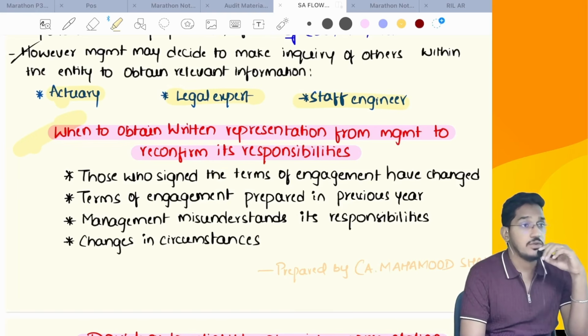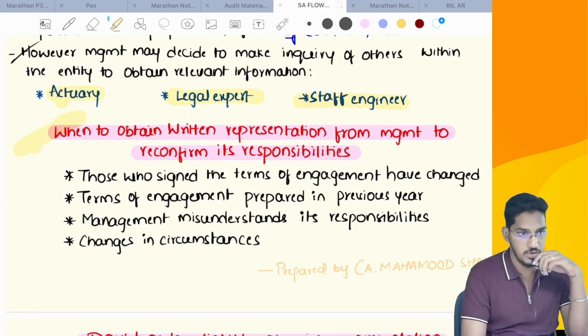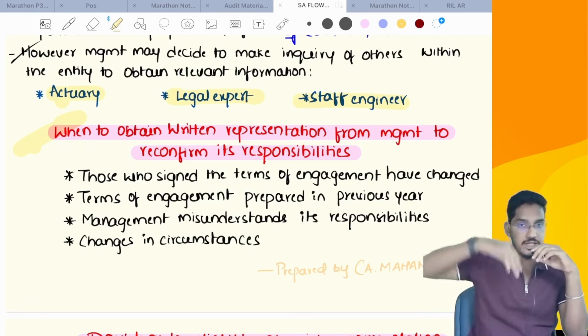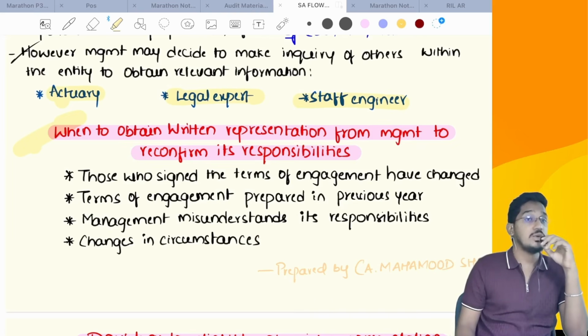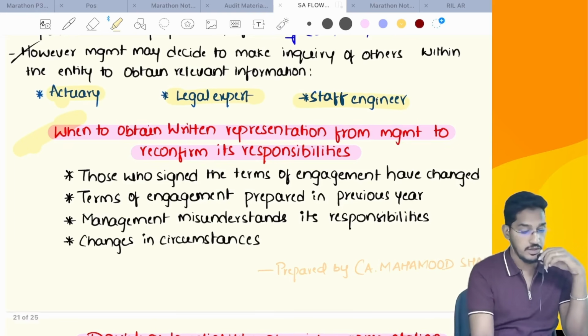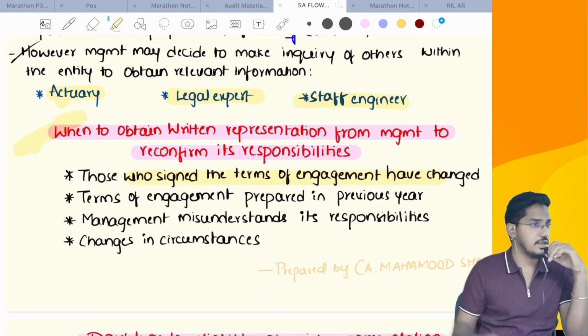But sometimes during the course of the audit, I need to get written representation once again from the management to reconfirm their responsibilities. I got written representation at the beginning. They have confirmed their responsibilities. But in some cases, during the course of the audit, I need to get a confirmation once again that they are reconfirming their responsibilities. When? Number one, those who signed the engagement letter have changed. Initially, when you accepted the audit, there were separate people who signed the engagement letter. Now different people are there.